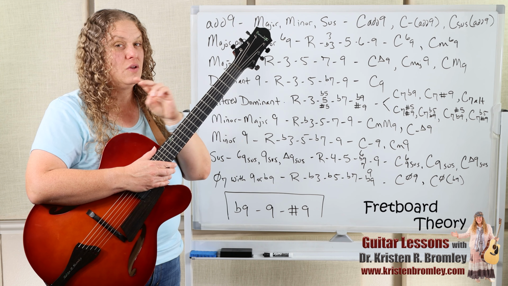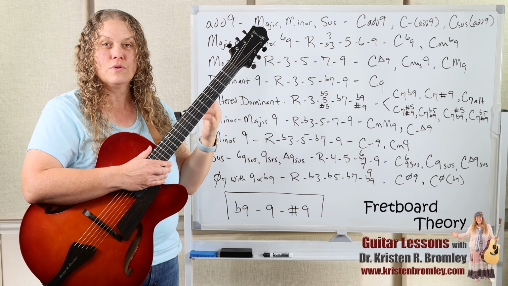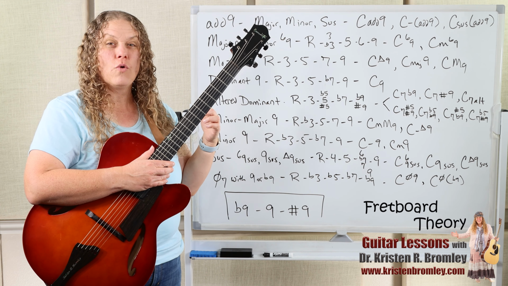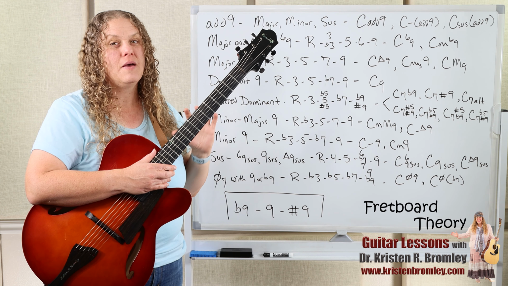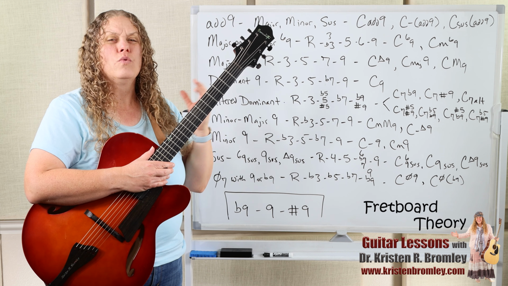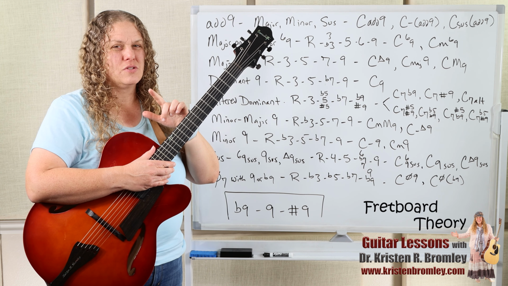No 7th, no 6th. Just the triad notes, which can be doubled. The root, the third, the fifth, the root, the fourth, the fifth, the root, the flatted third, the fifth. Those notes can be doubled, and then we add in that ninth, which could also be doubled, but there's no 7th and there's no 6th.